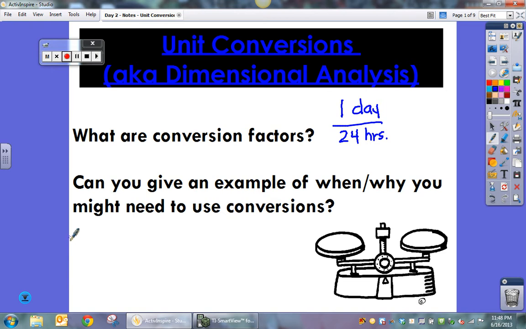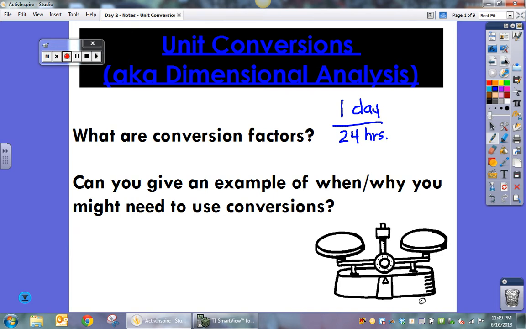Anytime really that you're traveling outside of the U.S., everyone except for the U.S. is on the metric system, and so being able to convert between the English system and the metric system is something that you would want to know how to do. Runners do this all the time when you're thinking about running a marathon. How many meters, how many kilometers is that? So there are lots of times you might need to use conversions.